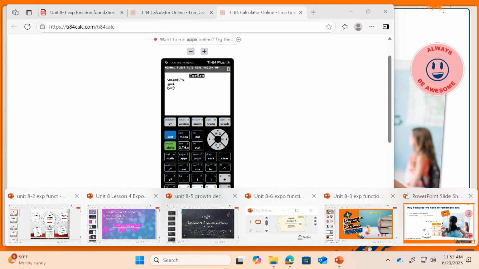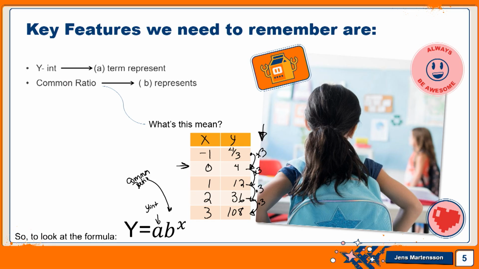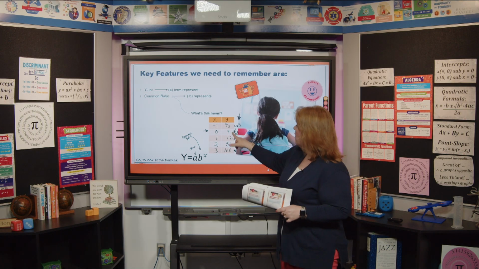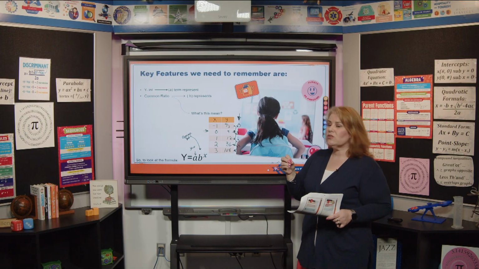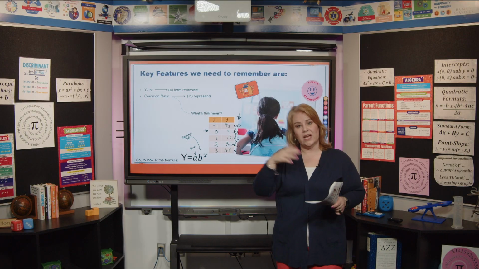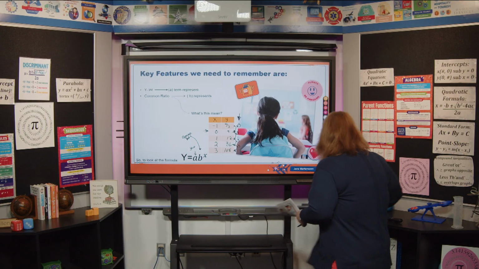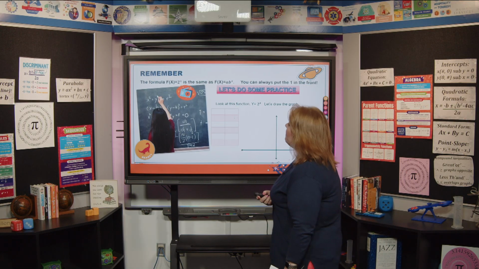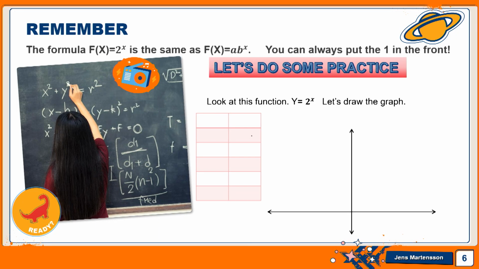That proves that the math that we did here, it proves the 3 is my common ratio, and we know that 4 was my y-intercept. So now we have yet another tool in our toolbox to check our math. Good job. Let's look. It says, remember, the formula f of x equals 2 to the x is the same as saying f of x equals a times b to the x. You can always put a 1 in front.